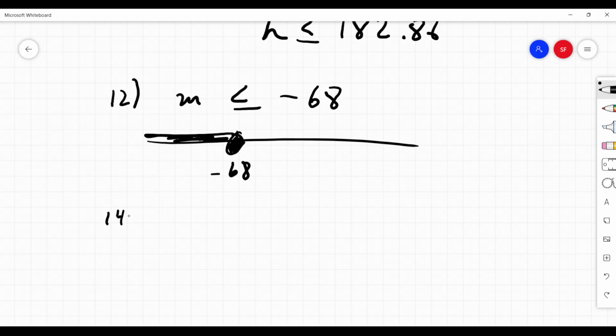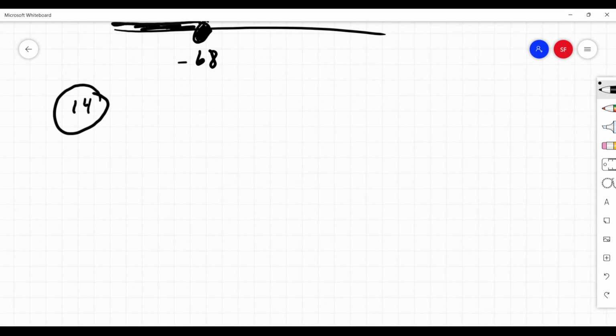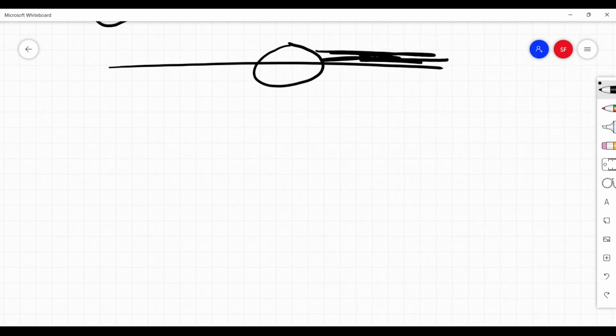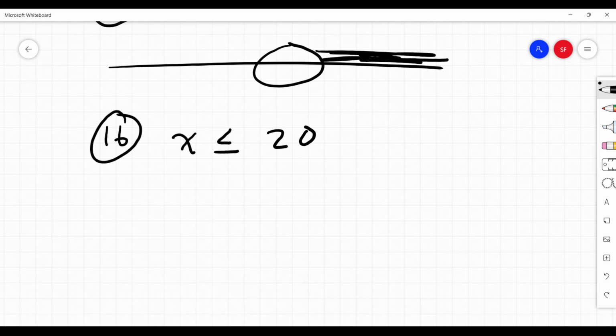Number 14. C is greater than 121, and you end up with an open circle with the graph going this way. Number 16. X is less than or equal to 20, and you end up with a closed circle and the graph going to the left.